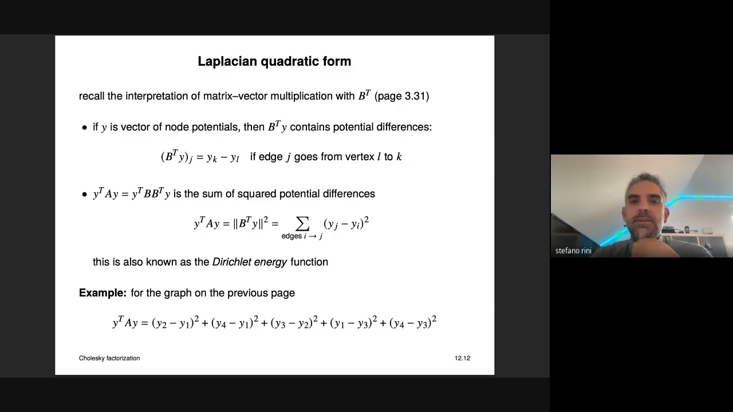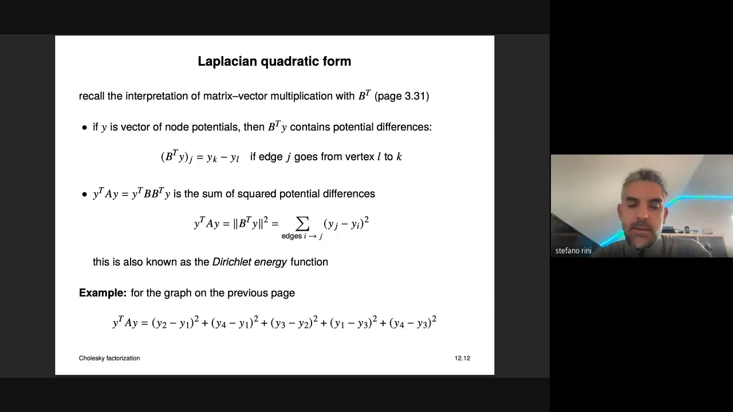Okay, so recall the interpretation of a matrix-vector multiplication with B transpose. If y is a vector of node potentials, then B transpose y contains the potential differences. And if we take y transpose A y, which is equal to y transpose B B transpose y, it is the sum of the squared potential differences. And this is called the Dirichlet energy function associated with a graph.